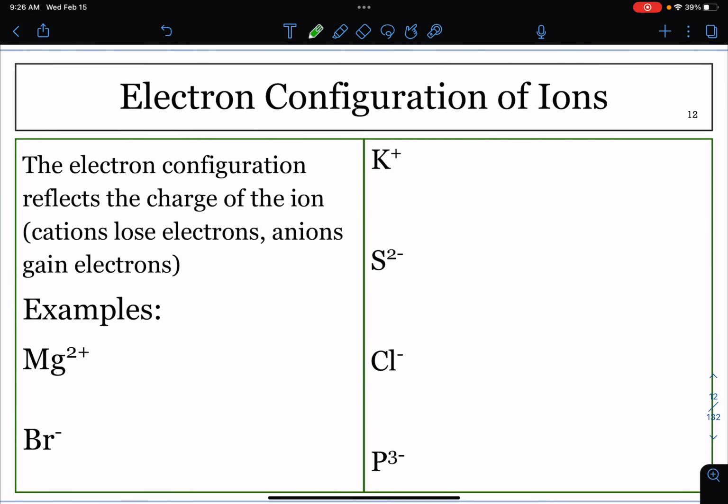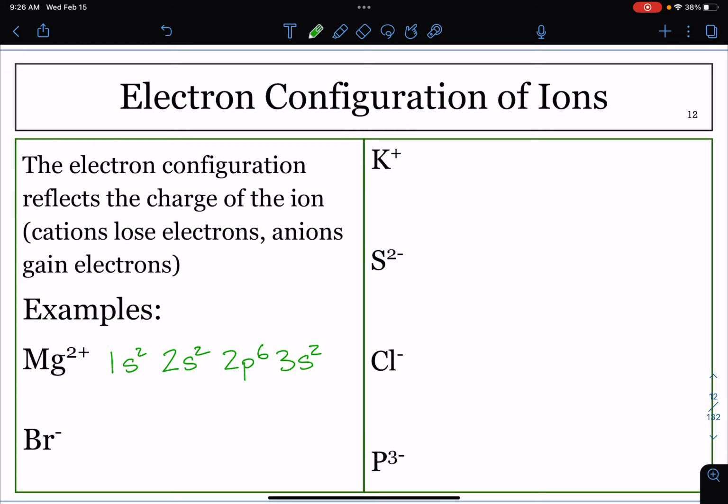When atoms become ions, they either gain or lose electrons. Electron configurations of ions will show what subshell and energy level the electron was either added to or taken from. Let's write the electron configuration for each of these ions. For magnesium, let's start out by writing a neutral electron configuration for magnesium. 1s2, 2s2, 2p6, 3s2. This is for neutral magnesium.